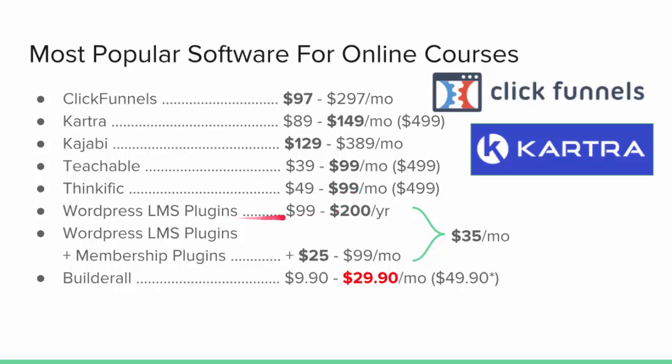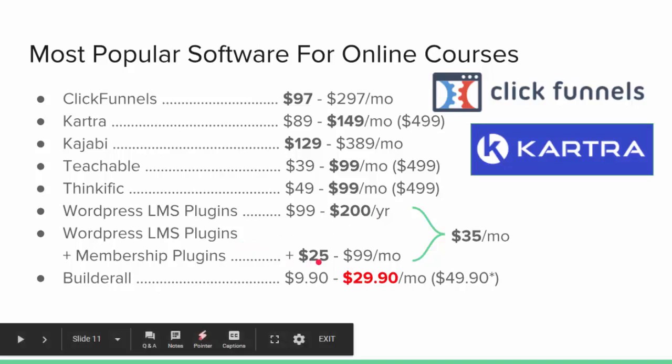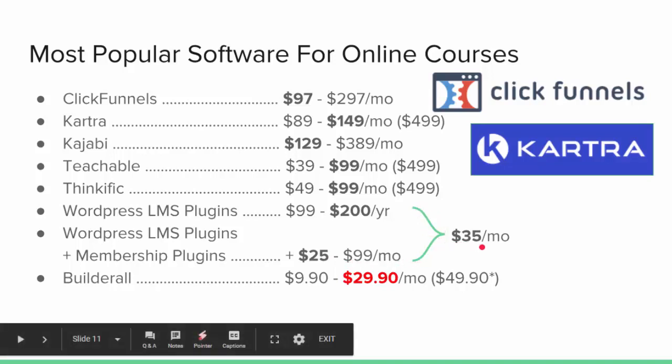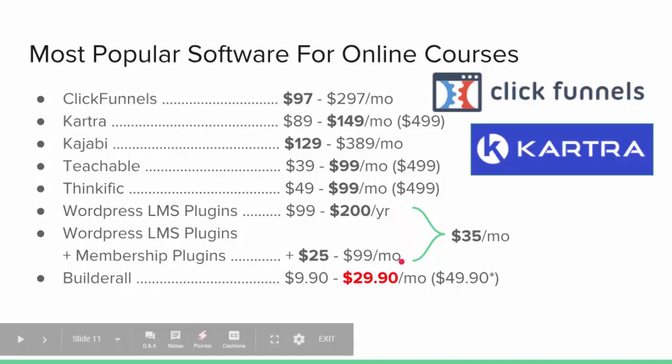The WordPress plugins are really inexpensive. Notice this is per year. It's $99 to $200 a year, but that would not secure the content. So if you wanted to sell it and secure the content, you would have to add in a membership plugin, and my estimation is that would be around $25 a month. So you're still talking about $35 a month with the combination of the WordPress stuff.